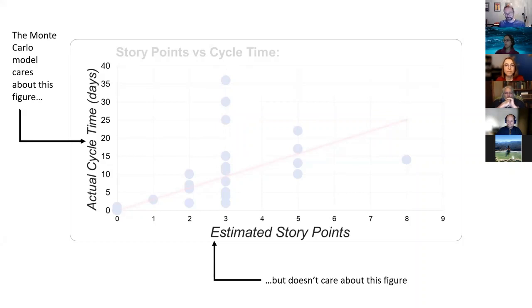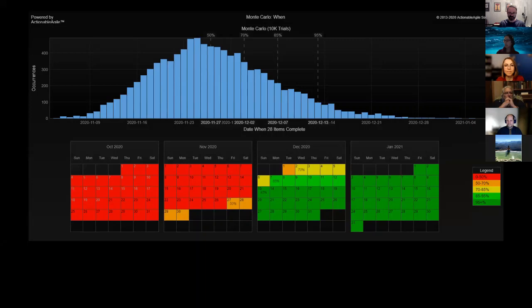So when you run, and there are lots of tools, this is one provided by Actionable Agile, but lots more are available. I don't receive any kickbacks or funding from them. There are free Excel-based tools out there as well you can use, but typically you'll get something in this kind of format. So I've looked at about 3 months worth of data. I've asked the tool when 28 days will complete.